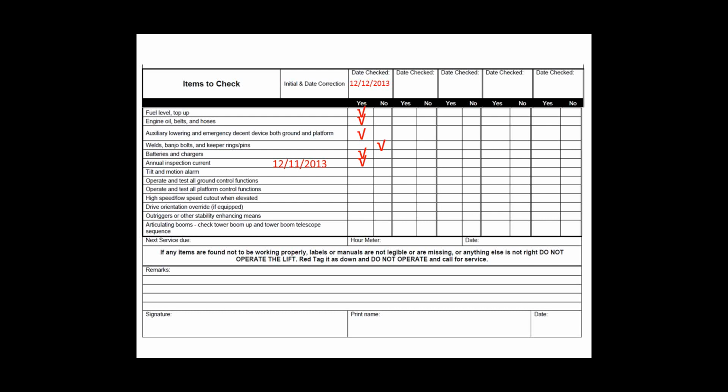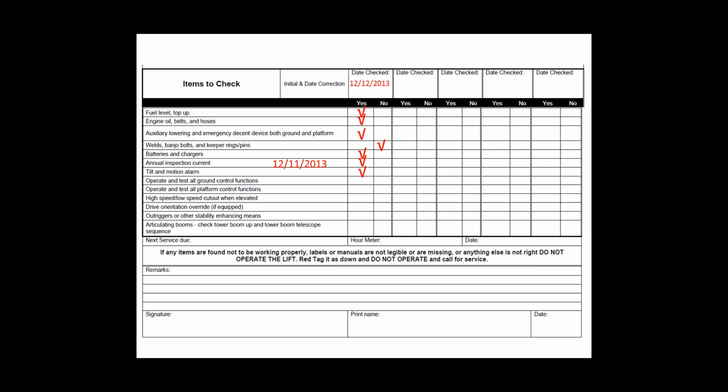In addition, there's a tilt alarm. Some tilt alarms are integrated into the intellectual properties of the machine. Some tilt alarms you have access to from the ground controls. And depending on the machine, the make and model, you need to look at the manufacturer's operating manual for their procedures on how to test these particular safety devices. I'm going to say this one works properly, so we're going to put a check there.